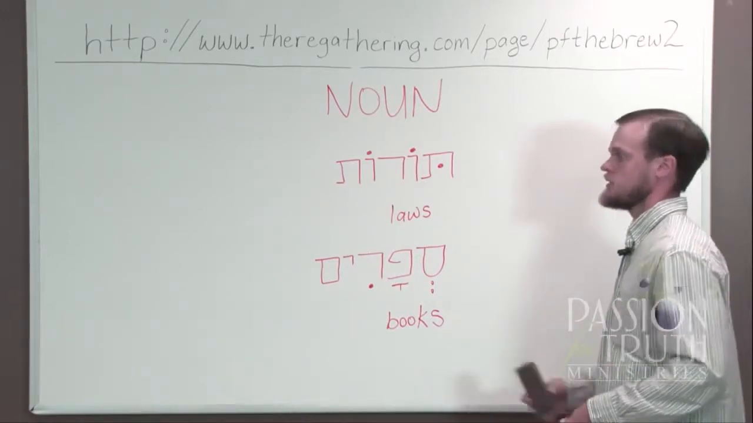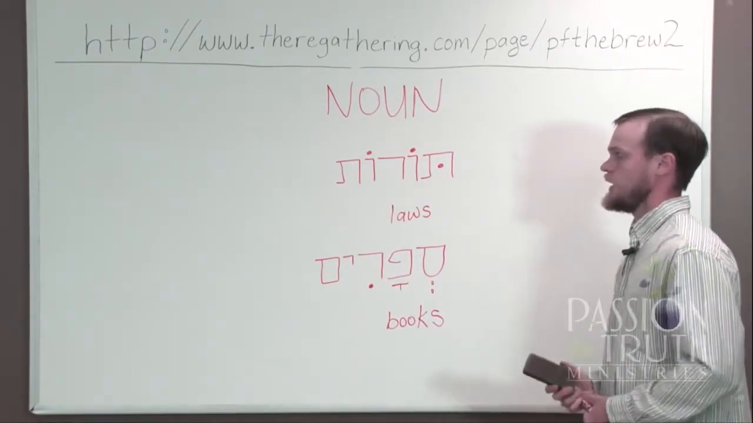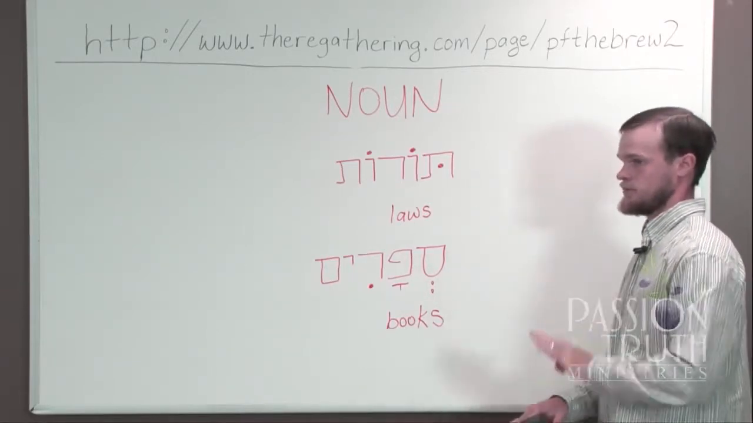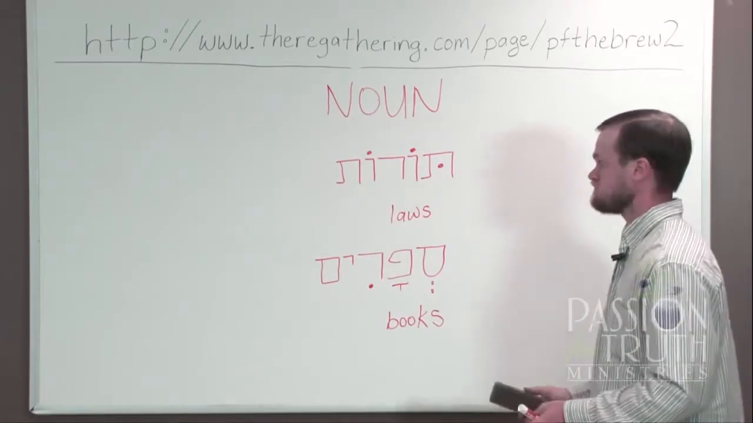Okay? So for masculine nouns, add im to make them plural. For feminine nouns, add ot to make them plural. And for any noun that ends in a he, drop the he before adding the plural suffix. Okay?